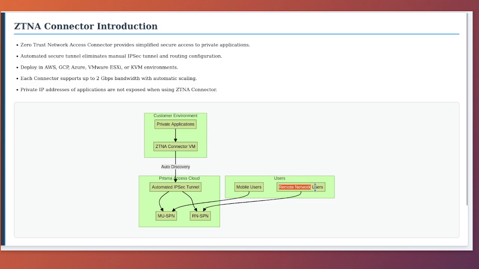Each Zero Trust Network Access Connector supports bandwidth up to 2 gigabits per second. For higher bandwidth requirements or redundancy, you can deploy multiple connectors within a connector group, supporting up to 4 connectors per group.